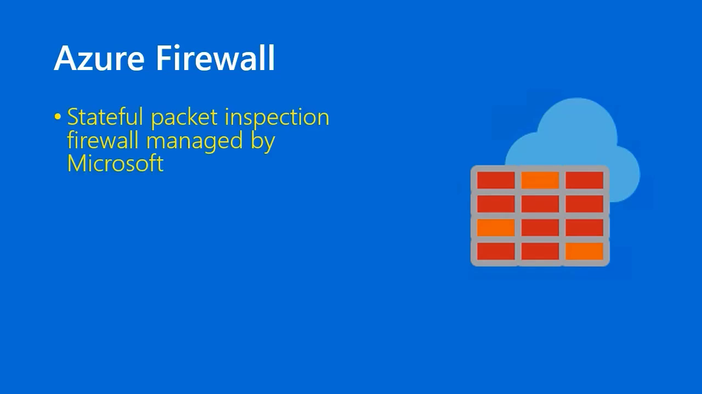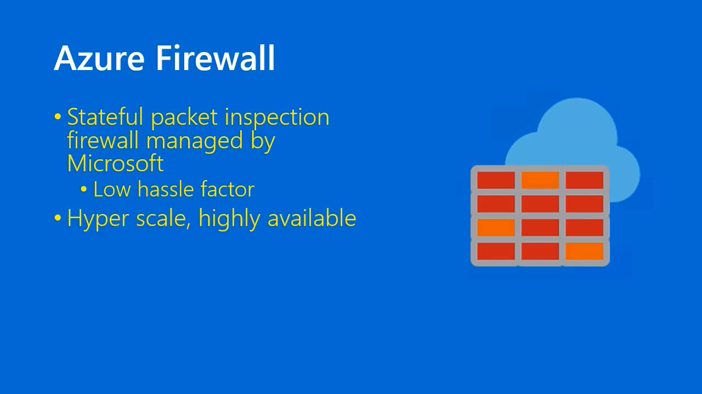Azure Firewall is a managed appliance that performs OSI Layer 7 application-level stateful packet inspection. There's a low hassle factor, not the least reason for which is that you don't have to configure things like hyperscale and high availability. There's no scaling of network virtual appliance virtual machines. The Azure Firewall scales behind the scenes in a completely seamless manner.